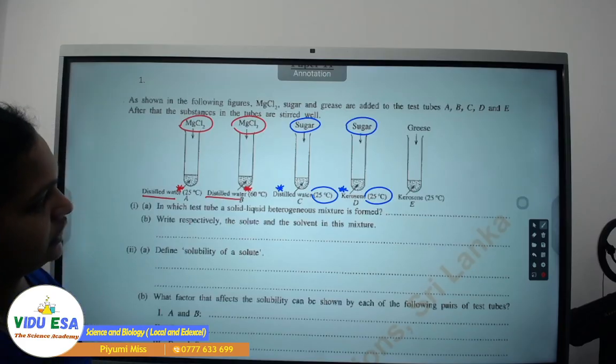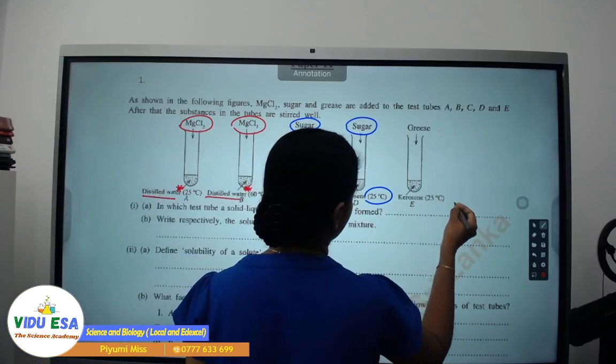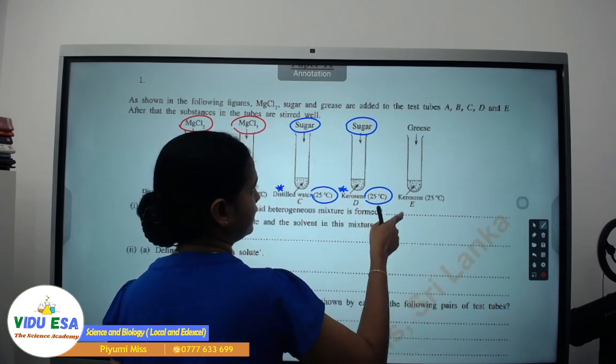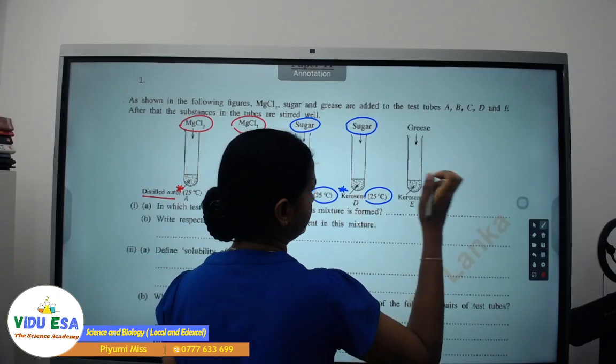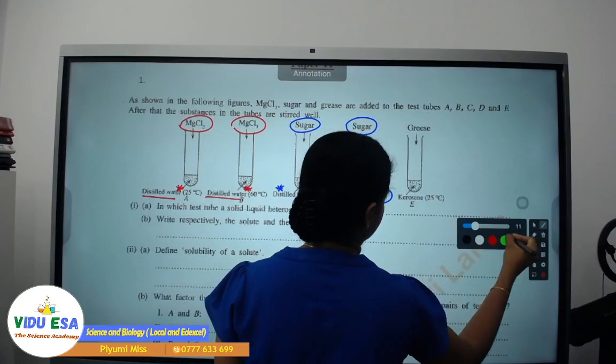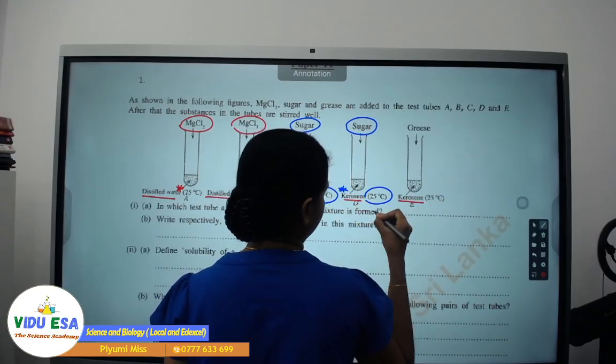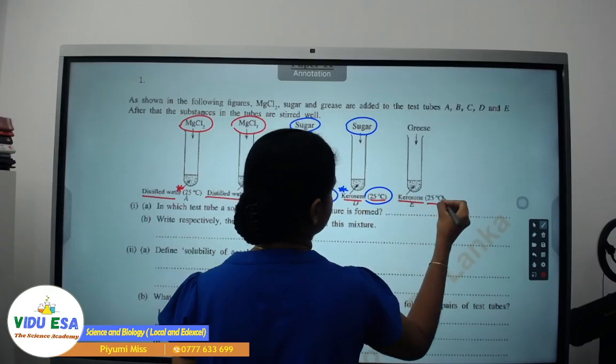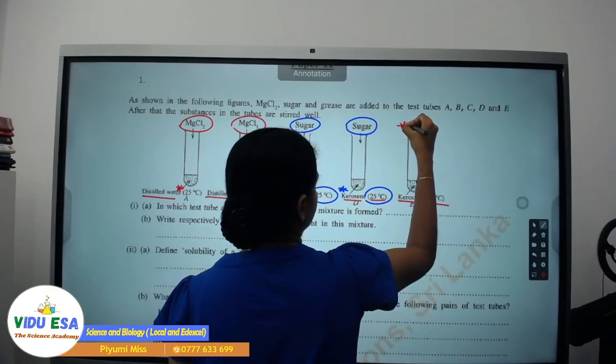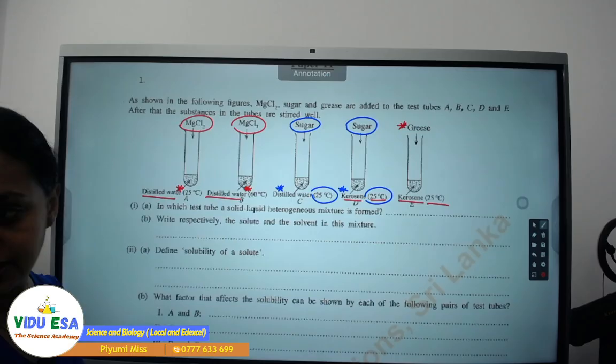Then in E, we find kerosene at 25 degrees Celsius like in D, but they have added grease. There, what has happened? The solvent is the same, temperature is the same, but the solute is different when we compare D and E.